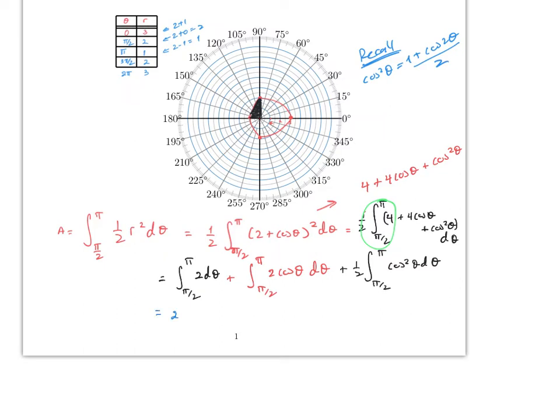This will be 2 times (pi minus pi over 2). Then the integral of cosine is sine, so it will be 2 sine theta from pi over 2 to pi. And then finally the 1/2. So notice that if you integrate both sides, this will be 1/2 theta plus 1/4 cosine 2 theta.